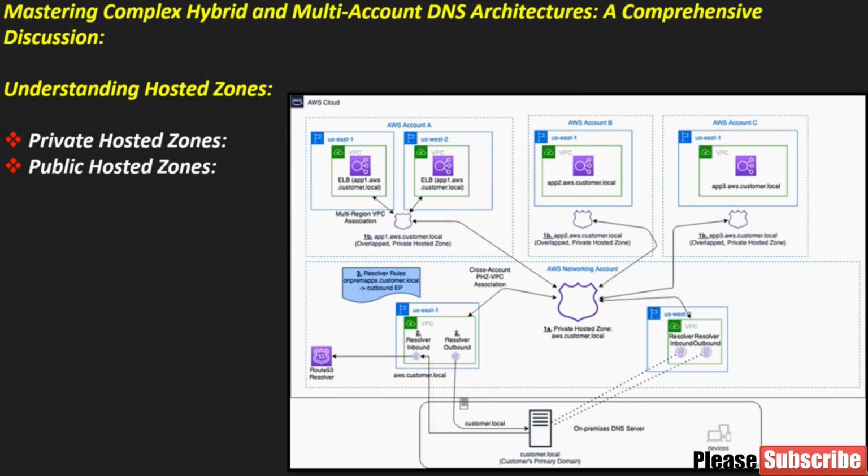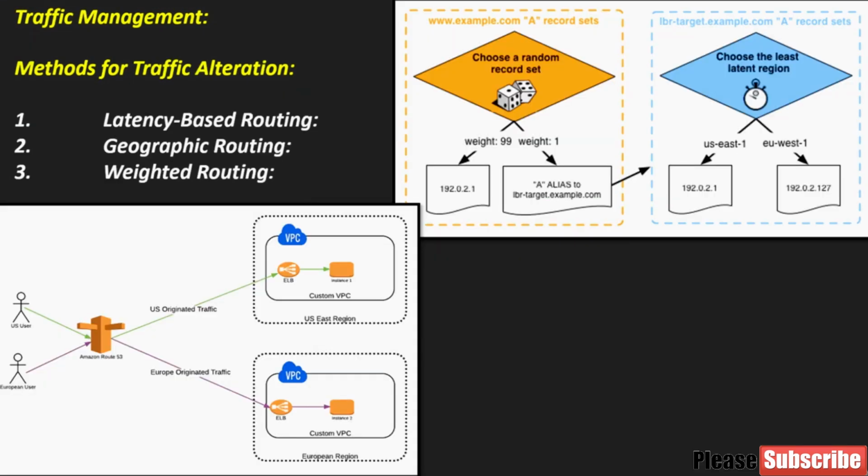So what are public hosted zones? On the other hand, public hosted zones are designed for external facing resources. They enable you to map domain names to IP addresses that are accessible from the internet. So public hosted zones are ideal for websites, APIs and other services that need to be globally accessible. So what about traffic management?